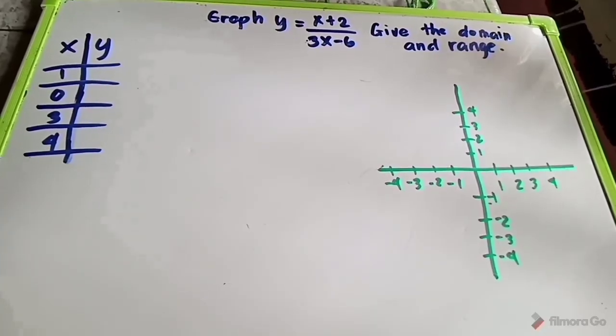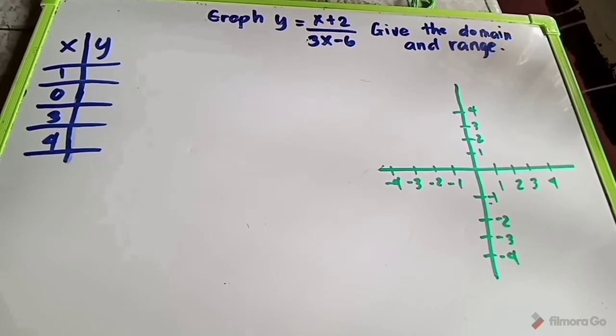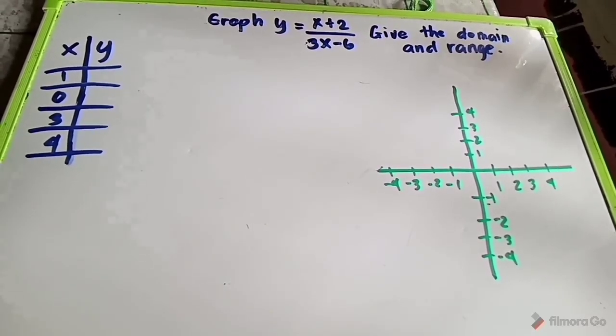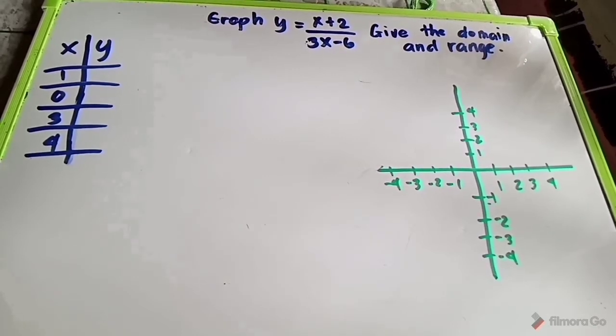Okay, let's have another example: y is equal to x plus 2 over 3x minus 6. So let's graph the rational function.